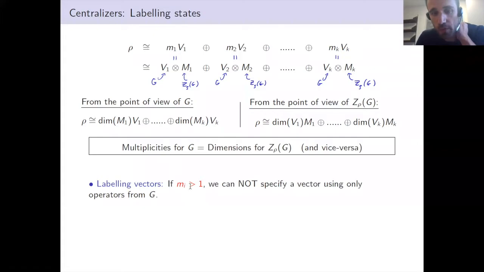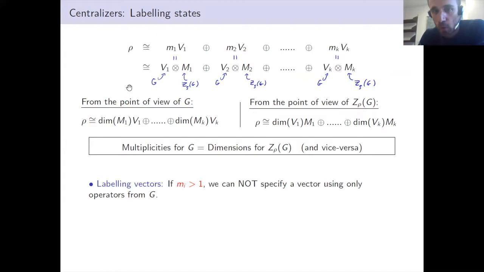Why? Well, I hope I made it clear already. G only sees the irreducible representations, V1 and V2. But if V1 appears, say, twice, then operators from G, almost by definition, cannot make any difference between the two copies of V1, meaning that you can take any operator you want from G. It will not see the difference between the first copy of V1 and the second copy of V1, meaning that it will be impossible to uniquely or unambiguously label your vectors using only operators from G.